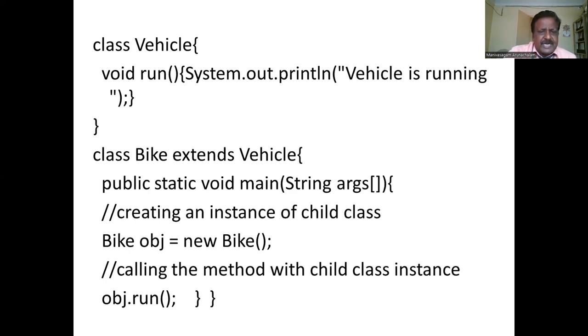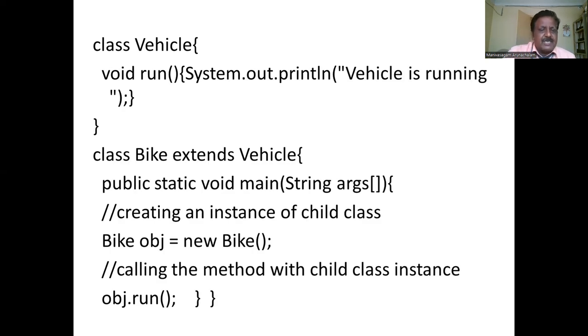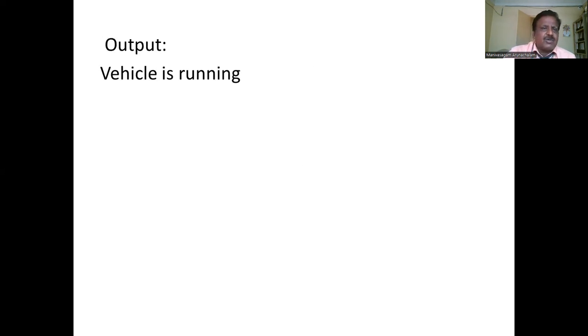Below that, public static void main is given, and below that, Bike obj = new Bike(). Its meaning is obj is the object of class Bike and its memory is allocated with the new keyword. Then another statement, obj.run(). Using the object, we are calling the run method, which is available in the superclass Vehicle. Now the output is "Vehicle is running". Here, using the subclass object, we are calling the run method which is available in the base class, so it will execute and the output will be "Vehicle is running".